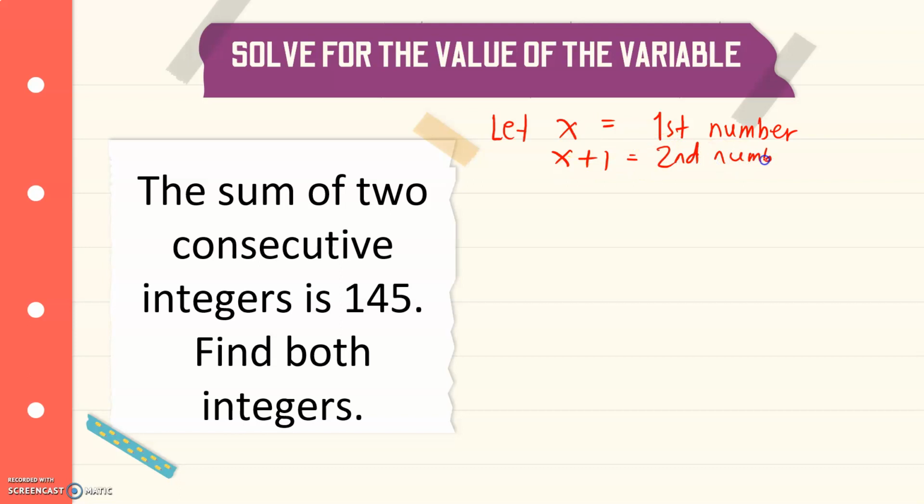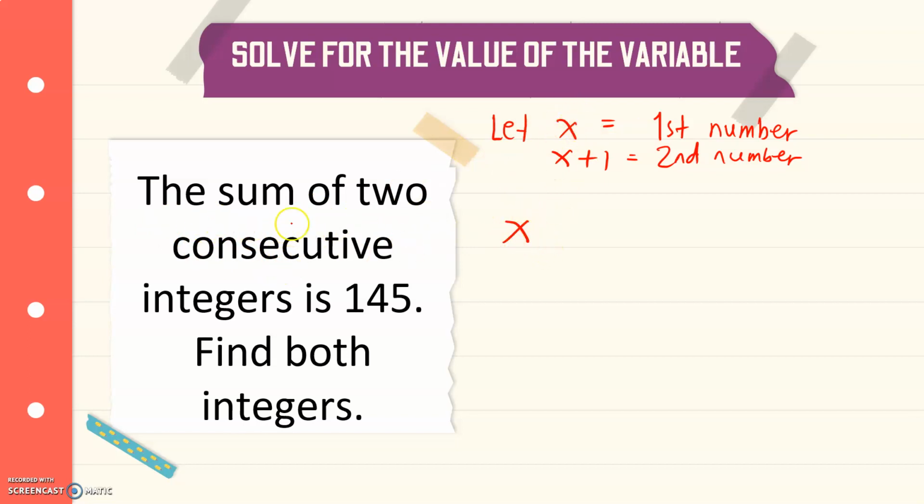So again, say for example, the first number is 1. Then the second number will be 1 plus 1, and that will give us 2. If x is equal to 7, then we'll have the second number as 7 plus 1, that will give us 8. So again, this is how we represent consecutive numbers. We add 1 to the previous number to make sure that the numbers we will get are consecutive. So let's have our first number as x, so we'll write here x.